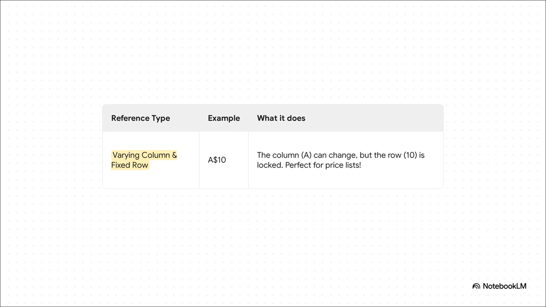This is what we call a mixed reference. Here, only the row is locked. The column letter, A, is totally free to change if we copy the formula sideways, but that row number 10 is gonna stay locked in place. This was absolutely perfect for our bakery prices, right? Because we wanted to lock the price row, but let the formula adjust for the different ingredient columns.